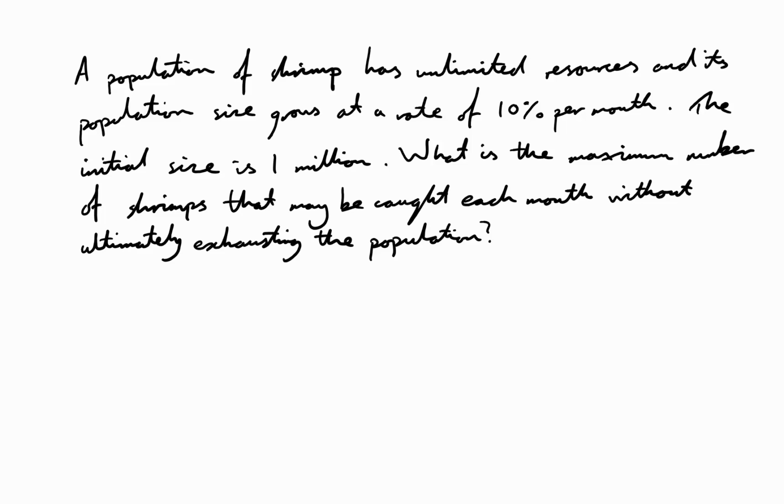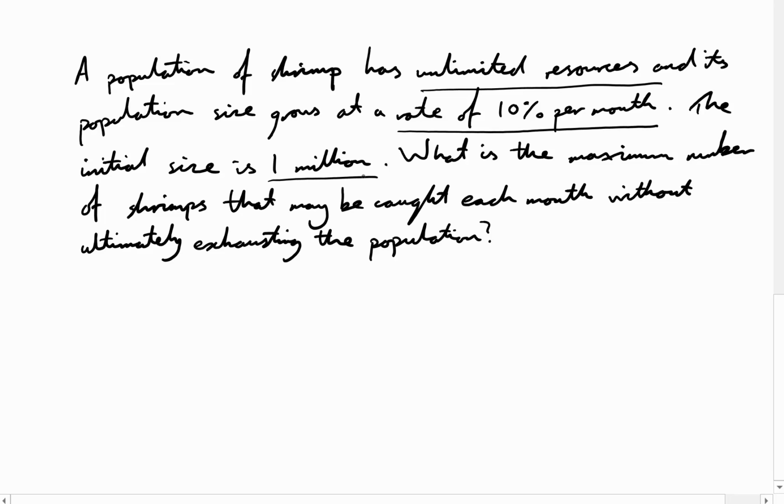This is a practical example where we have a population and we try to work out the maximum number that we can harvest without exhausting the population, in other words, without making the population go extinct. Let's read through it. A population of shrimp has unlimited resources and its population size grows at a rate of 10% per month. The initial size is 1 million. What is the maximum number of shrimps that may be caught each month without ultimately exhausting the population?